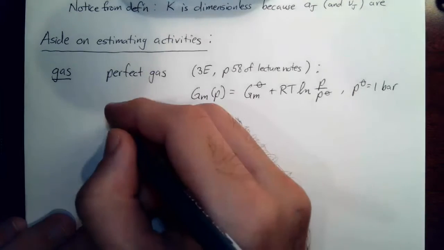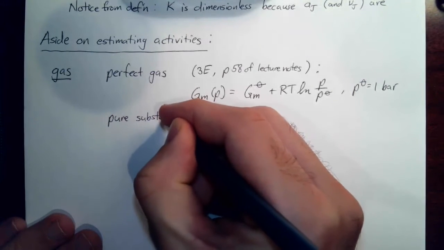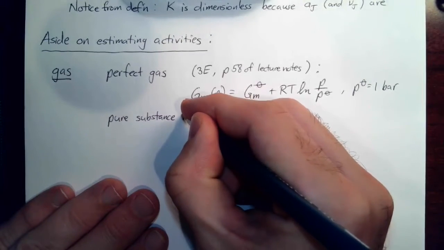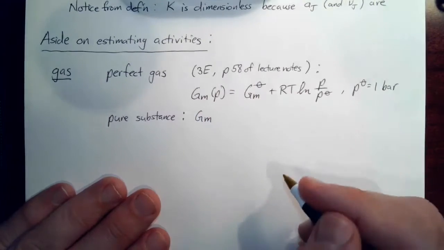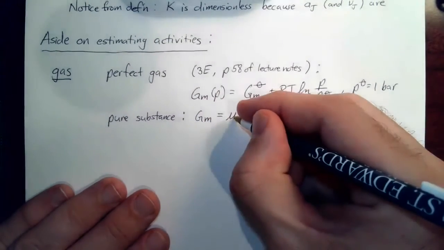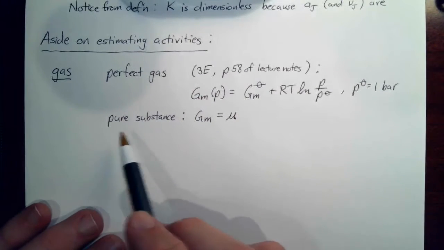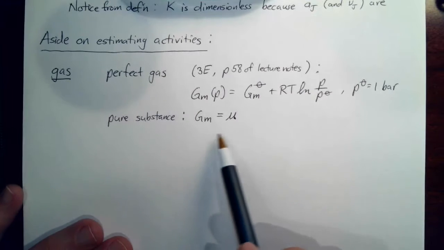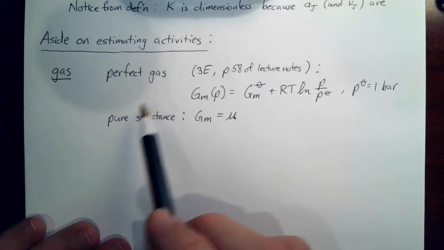And if you also recall that for a pure substance, which is the only thing we were dealing with when we first approached chemical potential, the molar Gibbs energy is the chemical potential. That started out as our definition, but then we developed a more general definition when you're not talking about a pure substance. However, in this case, we're going to use this even though the gas may not be pure.